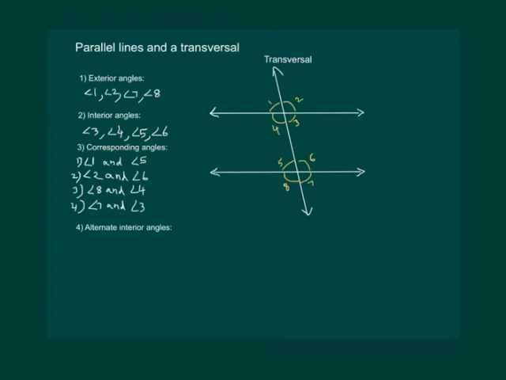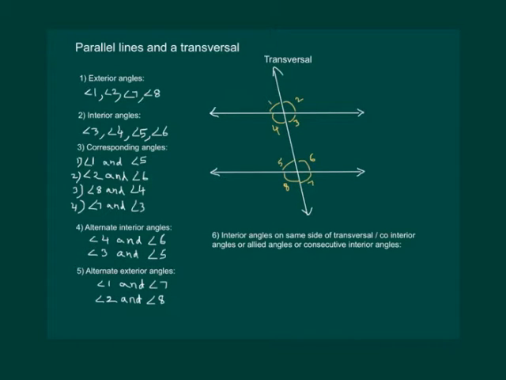Also angle 4 and 6 are called alternate interior angles. Similarly, 3 and 5 are alternate interior angles. So we have 2 pairs of alternate interior angles. Next are alternate exterior angles. Angle 1 and angle 7 is one pair of alternate exterior angles. Similarly, angle 2 and angle 8 are alternate exterior angles.